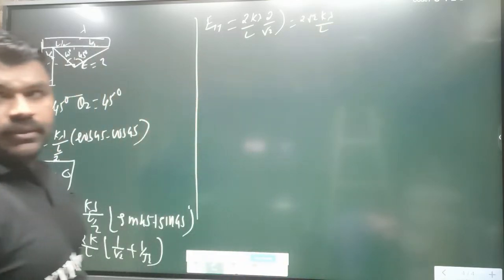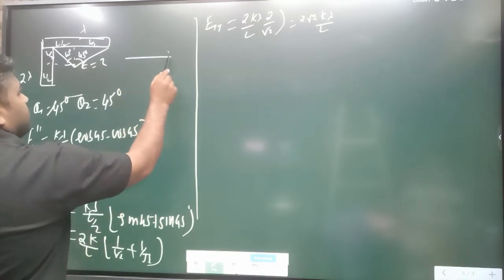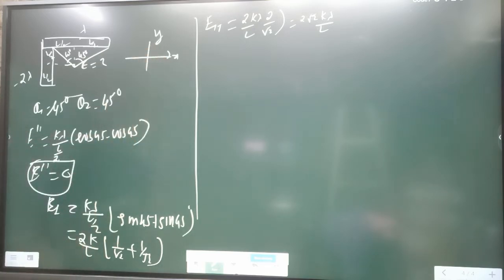Direction. This one is the x axis, this one is the y axis. Minus j cap, plus x cap, minus x cap, plus y cap, minus j cap. Why minus j cap? I'll draw another diagram.